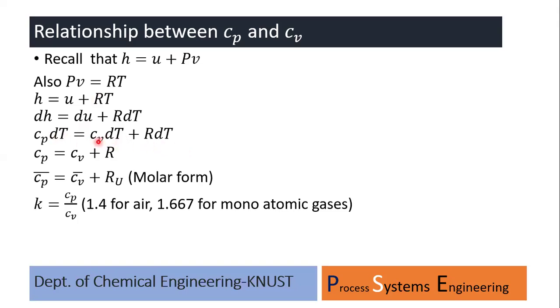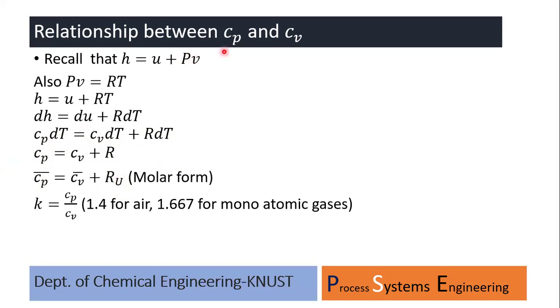Now there's dT in all the terms, so I can divide through by dT. And then I'll end up with Cp equal to Cv plus R. So that's the relation between our specific heat capacity at constant pressure and the specific heat capacity at constant volume. So Cp is equal to Cv plus our universal gas constant. And if we want it in the molar form, we can have Cp in molar form equal to Cv plus our universal gas constant in molar form.